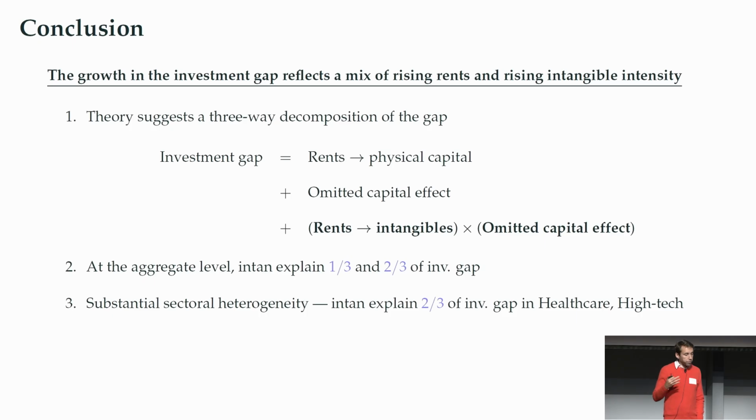I've shown you how to decompose things in the data. At the aggregate level, we're seeing between 1/3 and 2/3 of the gap driven by rising intangible intensity. And there's a tremendous amount of sectoral heterogeneity as well. In high growth sectors like healthcare and high tech, the gap seems to be really related to intangible intensity, whereas in other sectors, rents play a bigger role.